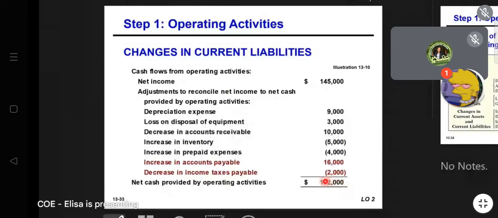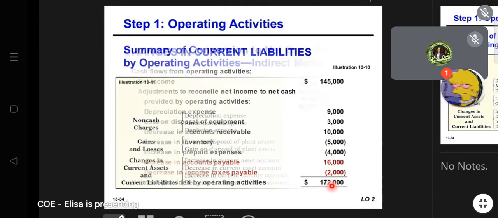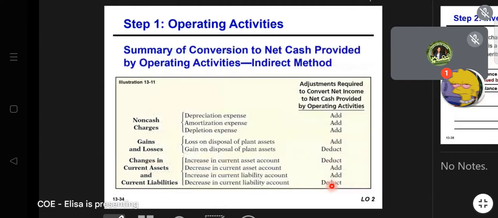And then at the end, we were able to compute the net cash provided by operating activities. So that is 172,000 generated. Okay? So that's the first part of the operating activities. For your guidance, you can always go here to the treatment, just in case you forget what the treatment is. It's really difficult for you, but as you analyze more, you will understand it better. Okay. So that's your guide.